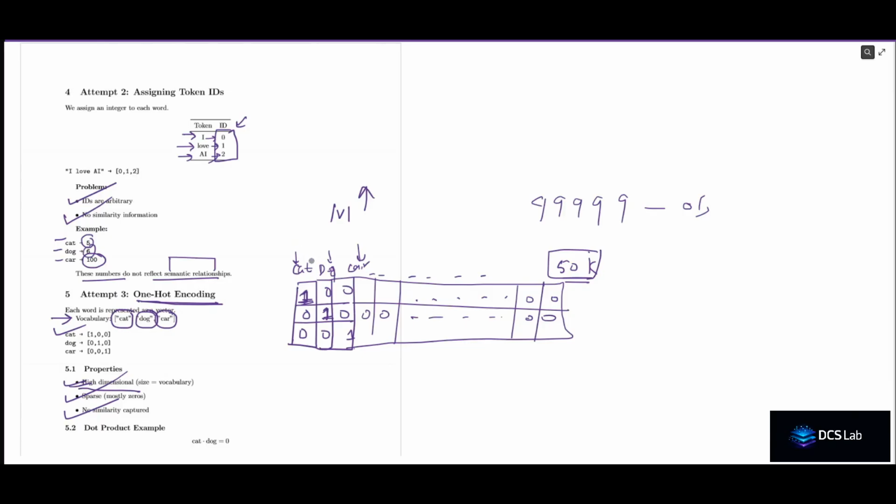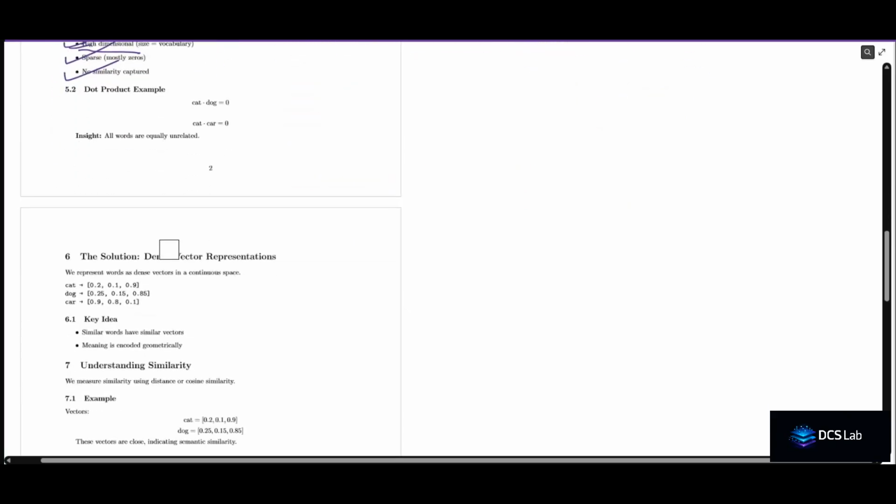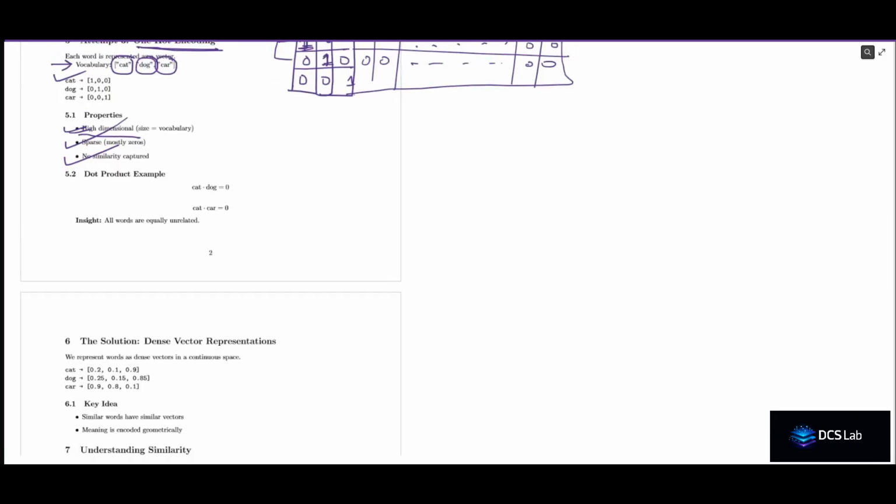So how do I say whether cat and dog are similar? They have some similarity between them, that they are animals. How do I get to know whether they have some similarity by just looking at the representation that they have right now? The dot product example will explain this pretty well. Right now, cat has a representation 100, and dog has a representation of 010. You find the dot product of these and you get zero.